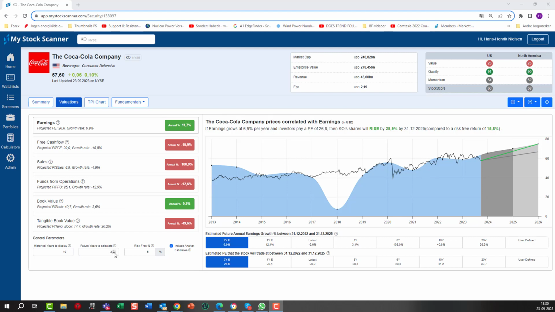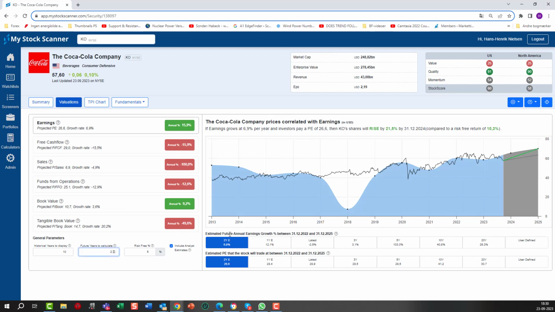Future years to calculate. Well, I'm using 2, but that is because we have, for most stocks, the next 2 earnings reports in the estimates here. So we have the one here around New Year 23, and then we have the one around New Year 24. So it is only a year and a quarter, but it is good enough.